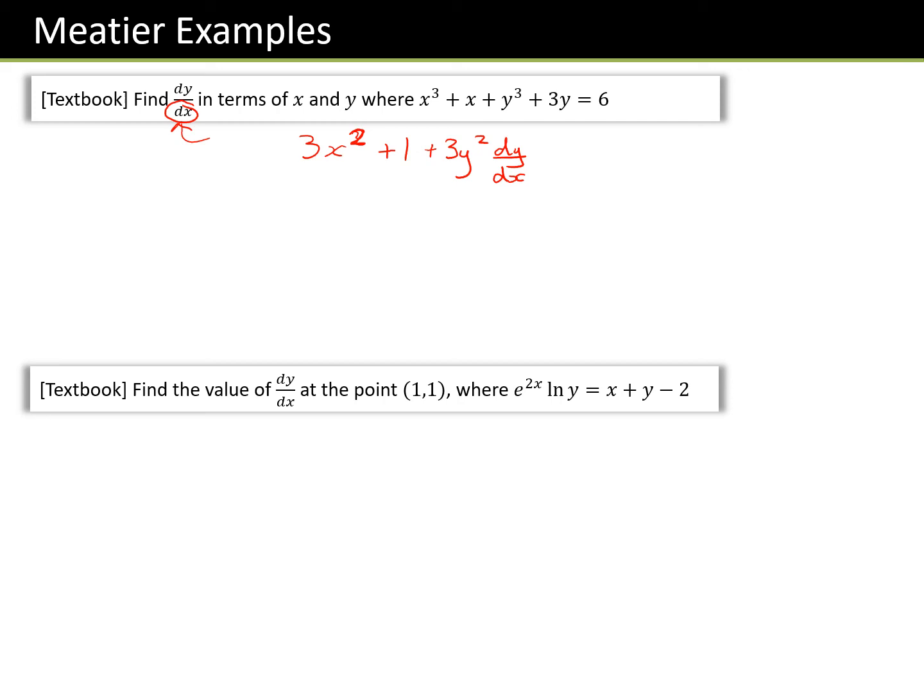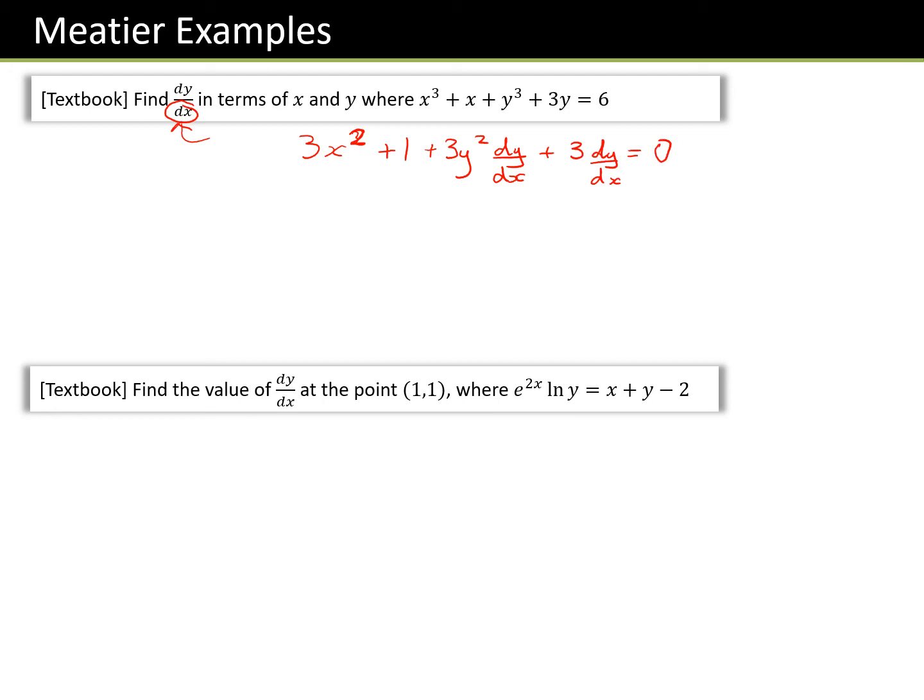Okay, so that's 3y cubed done. And now 3y differentiated. Imagine if this was just normal. 3y differentiated is 3, but because it's not x, it's actually y, multiply it by dy by dx. The equal sign stays in the same place. 6 differentiated is just 0, a constant.